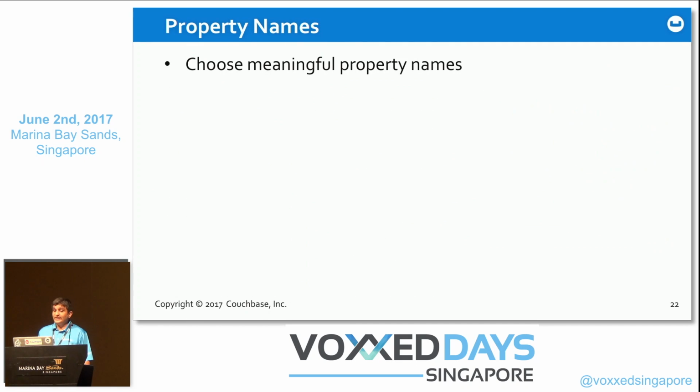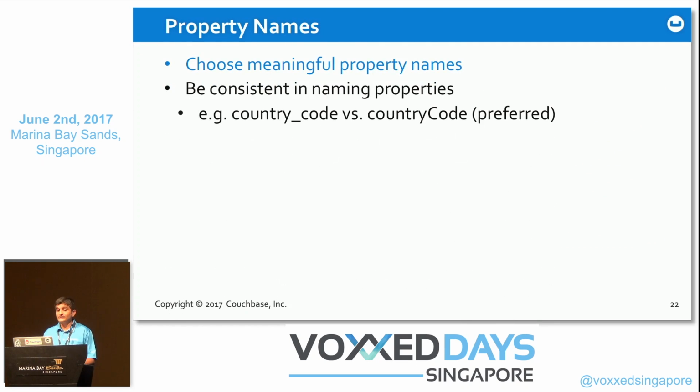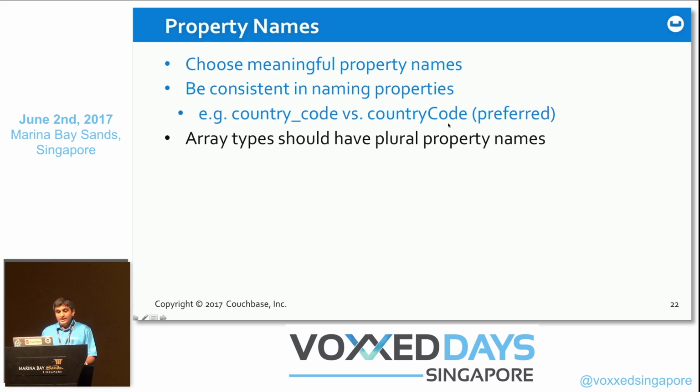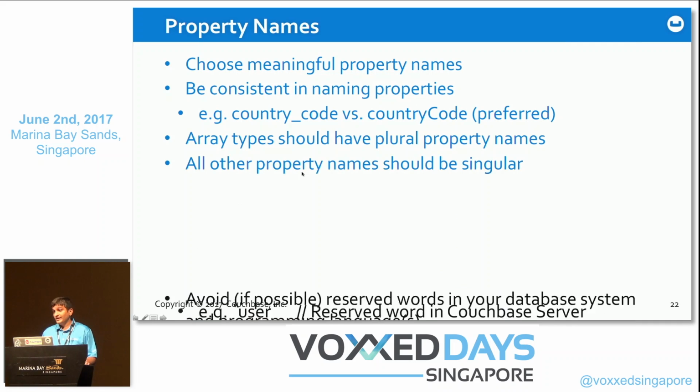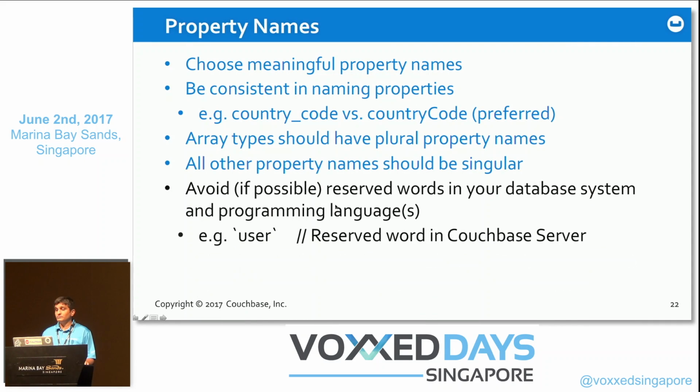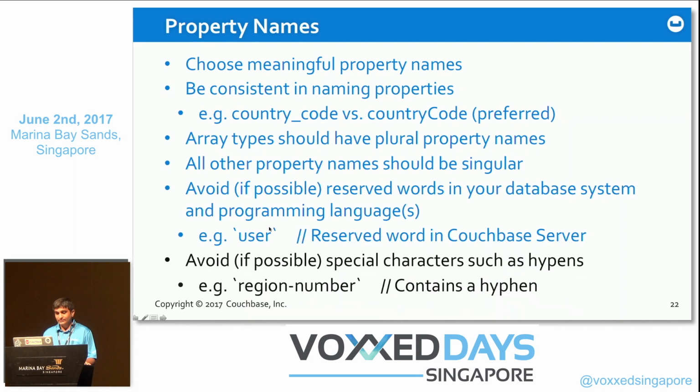Choosing property names. Choose meaningful names. Be consistent in your coding standards, that is country_code versus countryCode. Probably we prefer this one, assuming most of them are Java developers. Array types, you keep as plural. All property names should be singular. And try to avoid reserved words, especially when you use N1QL. If you use reserved words, you'll have to enclose them within backticks. And avoid hyphens also if possible.